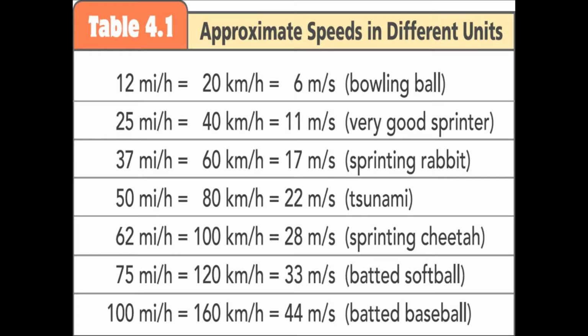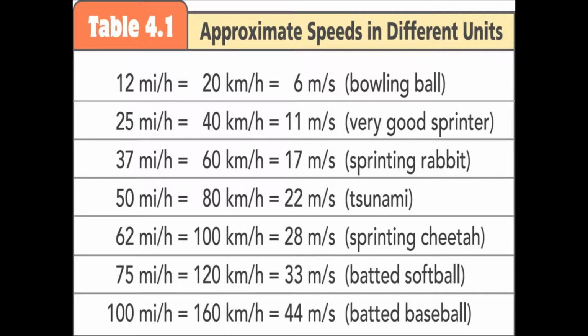So let's begin. Linear motion is precisely what it describes. It's straight line motion. And the first thing you need to do in straight line motion is to understand relative motion. Here are some speeds of various items, both in miles per hour and kilometers per hour.